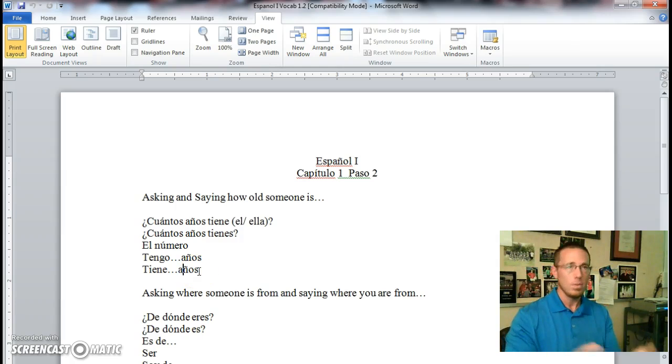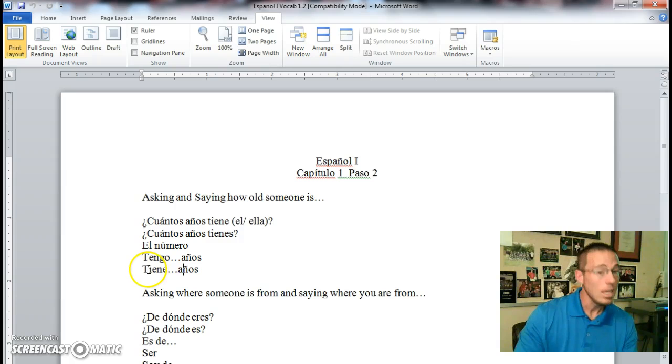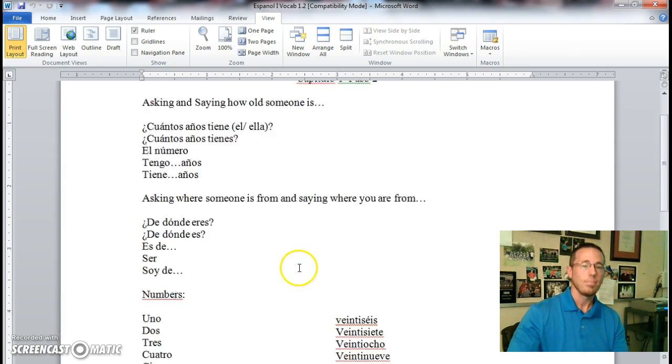So again, the difference between the literal and the general translation. So if I want to say he's 10 years old, it'd be él tiene 10 años. If I want to say she's 10 years old, it'd be ella tiene 10 años.